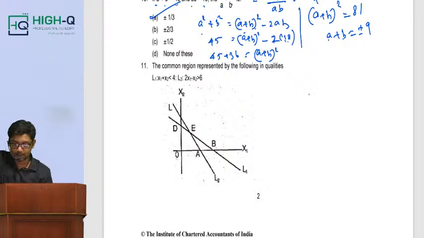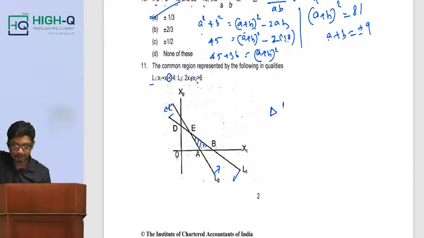Now, look at this. The common region represented by the following inequalities. Very simple, don't skip these kinds of questions. See, what exactly is the procedure? L1 has the less than symbol, so L1 is towards the origin. Am I right, my dear? And the other one is more than. Actually here the plus sign is missing. More than means more than or equal to, that is above the line. Now we need to find out the common region. Common region is nothing but this one. It is the area which satisfies both the lines.